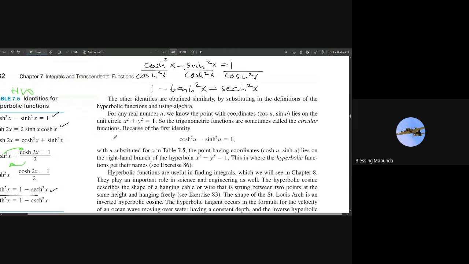With u substituted for x in the table, the point having coordinates cosh u, sinh u lies on the right hand branch of the hyperbola x squared minus y squared equals 1. So this is where the hyperbolic functions get their names, because they lie on the hyperbola.